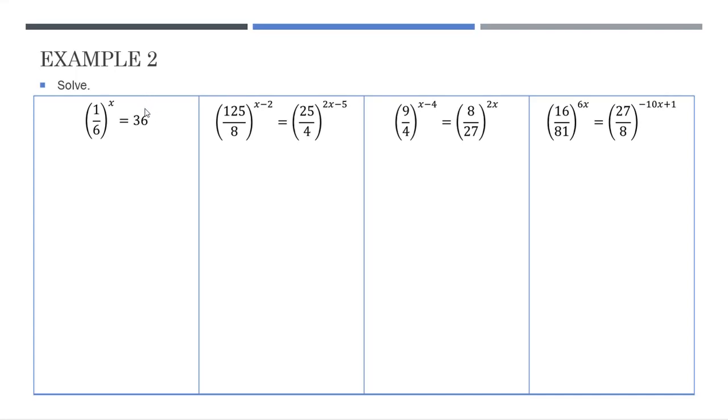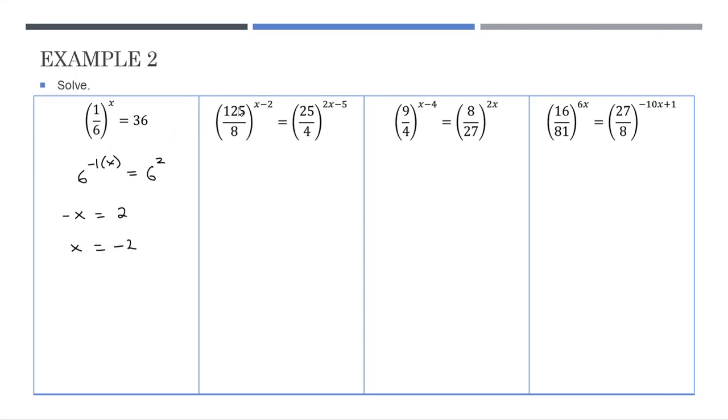Our next example will look a little bit trickier, but it's pretty much the same strategy we've been using the whole time. So make the bases the same. So here we have 1/6 to the power of x equals 36. I would reciprocate this 1 over 6 right away. So that becomes 6 to the power of negative 1 times x. And our common base would be 6, so 36 is actually 6 squared. So therefore we have negative x equals 2, and we'll multiply both sides by negative 1, so we get x equals negative 2. Again, looks way worse than it really is.